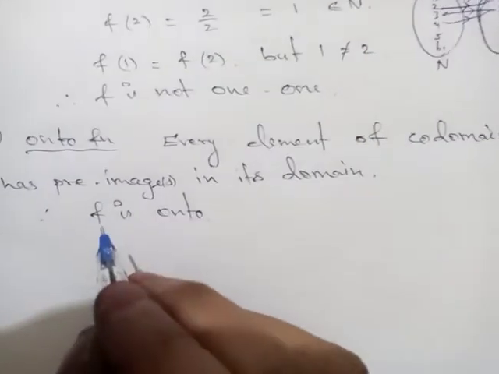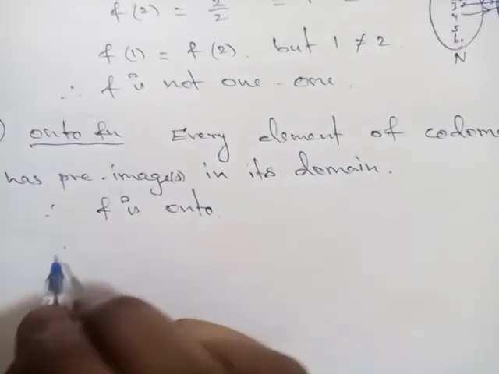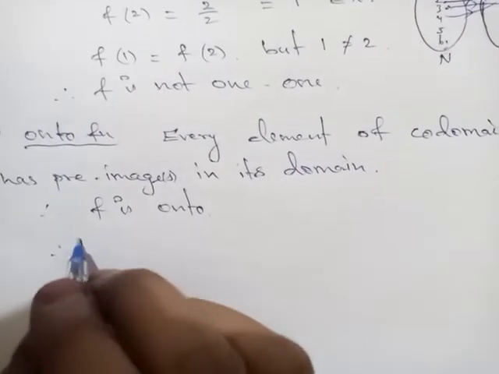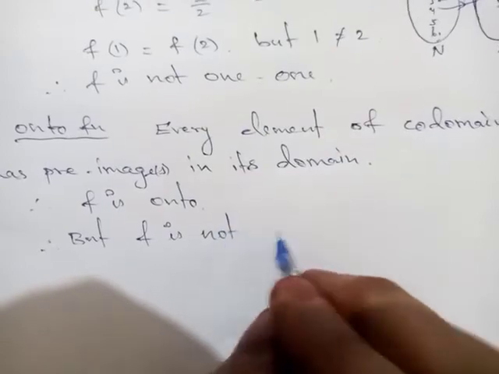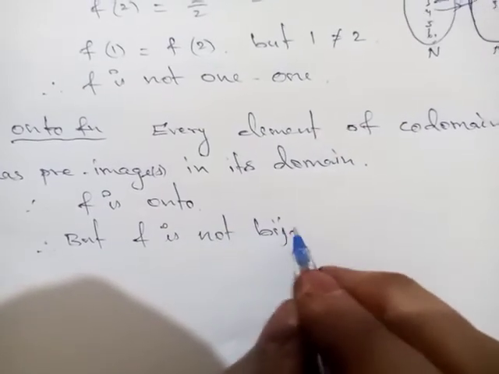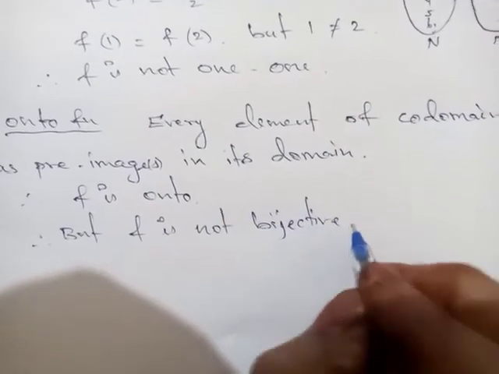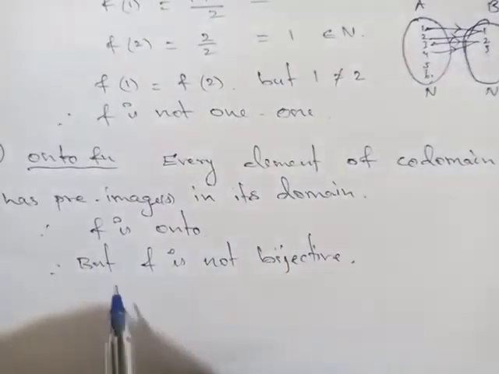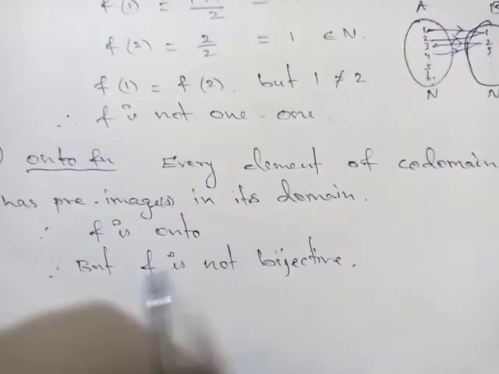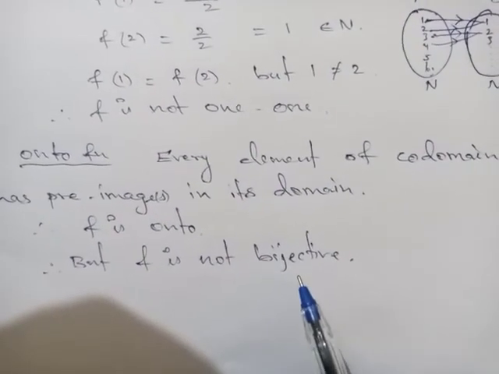Therefore, we can say f is onto, but we can say that f is not bijective. Why are we telling that it is not bijective? Because it is not 1-1, therefore we are telling that it is not bijective. That's all.